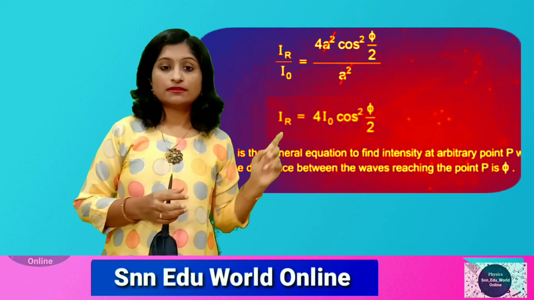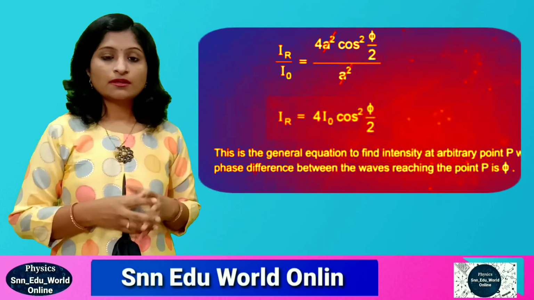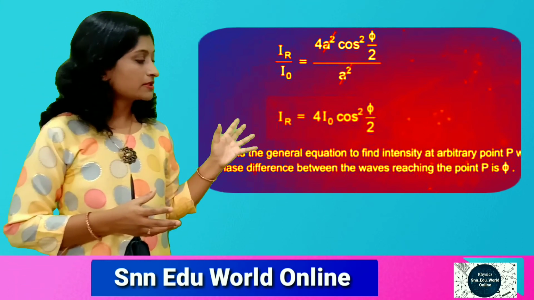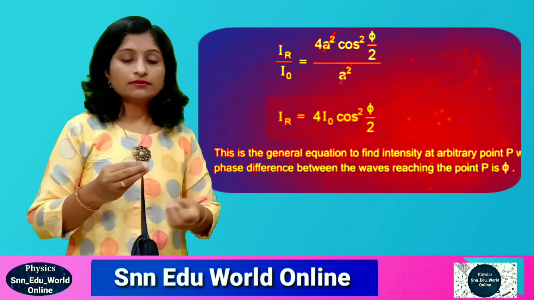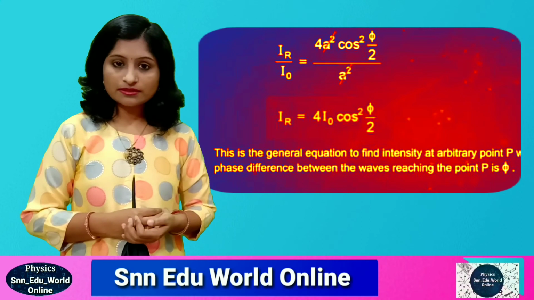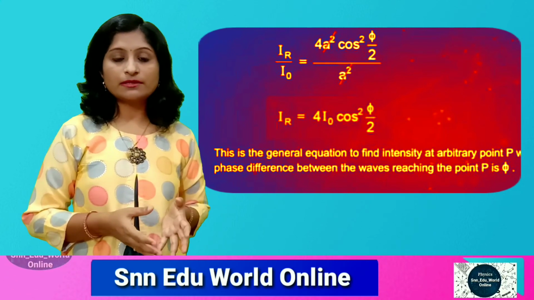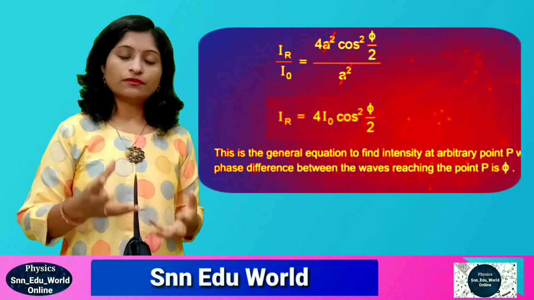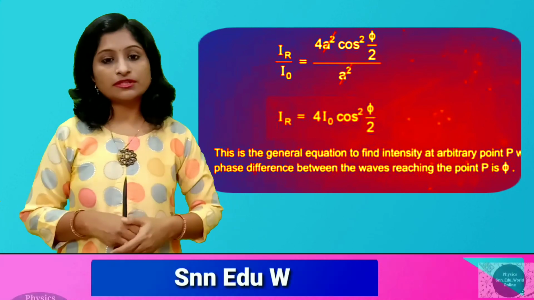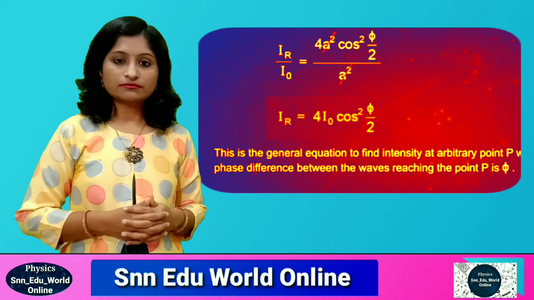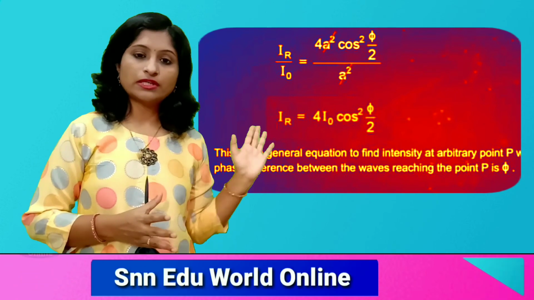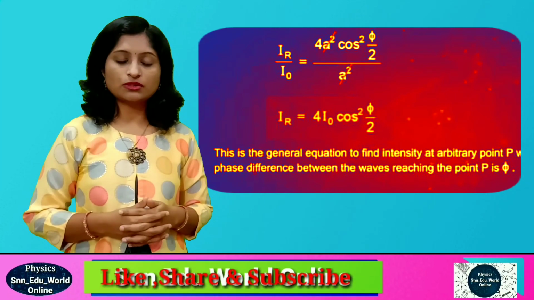Okay, at point P, if two waves have the phase difference phi, then this is the intensity equation for that condition. So I hope you understand this equation, how to find it. When the waves are in phase, then IR divided by I naught is 4, and when they are out of phase, the last equation represents the condition. With the phase difference phi, we will find the intensity ratio.